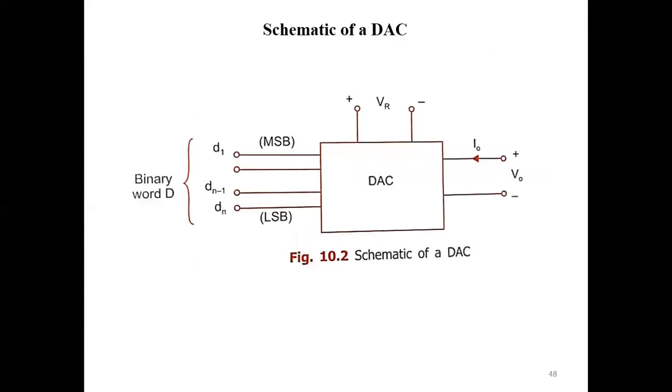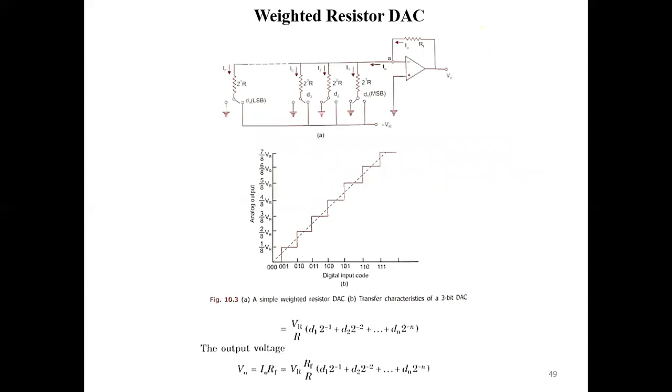This is the schematic of the DAC. The binary word D is D1 to Dn, from MSB to LSB. The V reference is given to the DAC, VR plus or minus, then VF plus or minus. In the weighted resistor DAC, the resistors are R1, R2, that is, 2 power 1 R, 2 power 2 R, 2 power 3 R, and up to 2 power n R. The output voltage is equal to I0 into RF, which equals VR into RF divided by R, times D1 2 power minus 1 plus D2 2 power minus 2 up to Dn 2 power minus n.